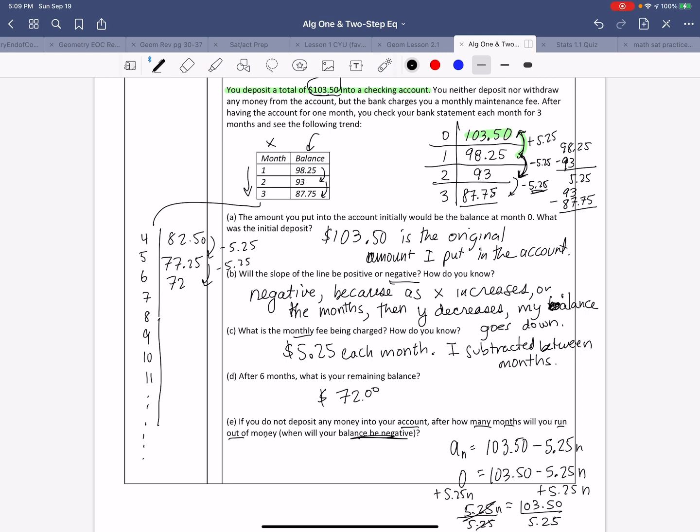So 103.50 divided by 5.25, and I get it will be 0 at month 19.7. So not in month 19, but by the time you get to month 20. So you could see how you could totally do this by hand, but by the 19th month, 5.25 times 19 is 99.75. If I subtract that from 103.5, you should be down to like $3.75. And then when you subtract 5.25, you're actually going to get a negative, negative $1.50. So your account goes into the negative on month 20.